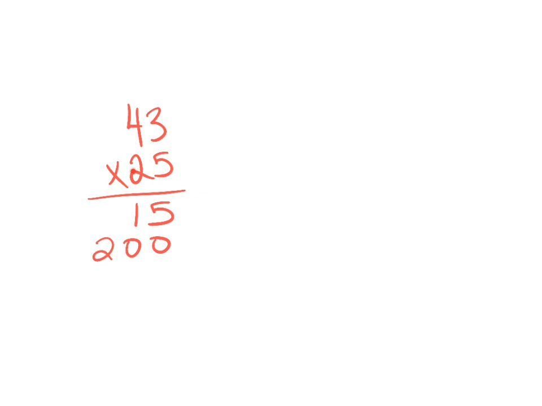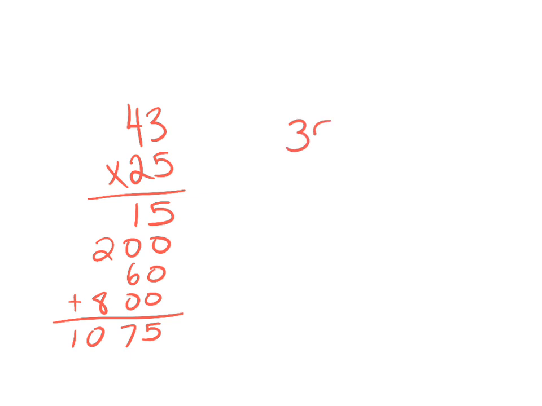Next, we're going to multiply that 2, which is really a 20, by 3, which gives us 60. And lastly, we're going with 20 times 40 for a total of 800. We can add up those four answers to get 1,075. Okay, so I'm going to give you a new question to do.